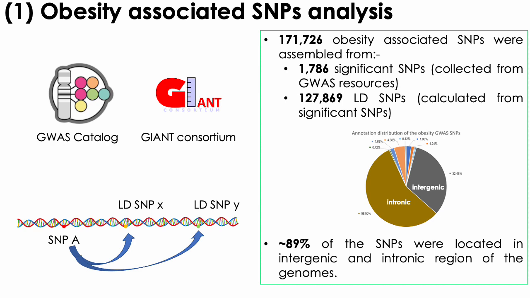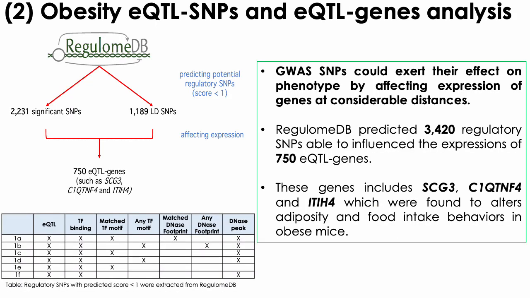Approximately 171,000 obesity-associated SNPs were assembled, where the annotation revealed that around 89% of them fall in the intronic and intergenic region. Using RegulomeDB, around 3,400 regulatory SNPs were predicted, impacting the expression of 750 eQTL genes. Some of these genes could alter adiposity and food intake behaviors in obese mice.